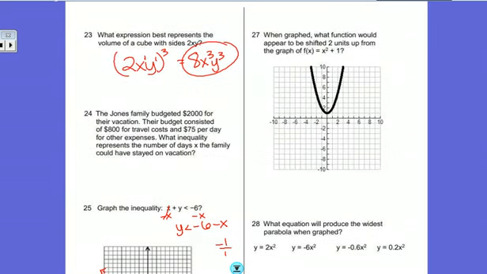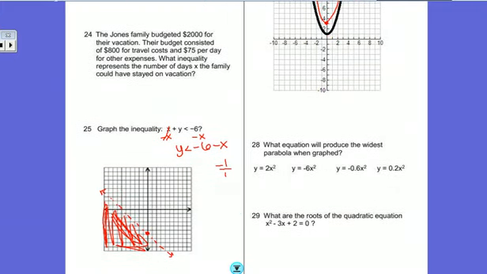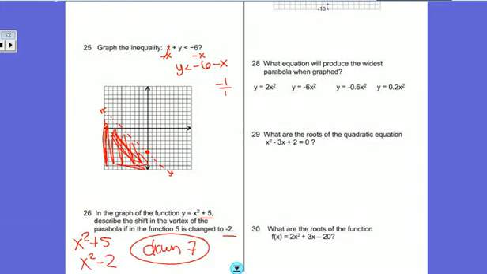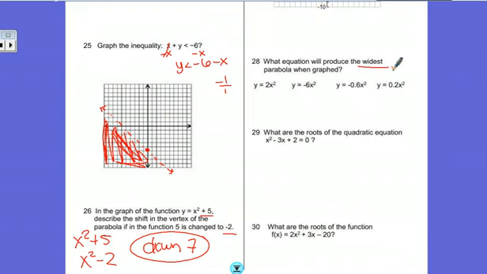For 27, when graphed, which function would appear to be shifted 2 units up? 2 units up from this graph. So basically, you're here, you go up 2. Right there, and that's basically the line that you're going to have. So they might ask for that, or they might ask, if I shifted this up, it's going to be x squared plus 3. Because this is a number that makes it move up or down. So one of the two different things there. And you can just graph that in the calculator and see what it looks like. Same with 28. I'm not going to do that for you, but graph them in the calculator, see which one is the widest. A lot of calculator stuff here.